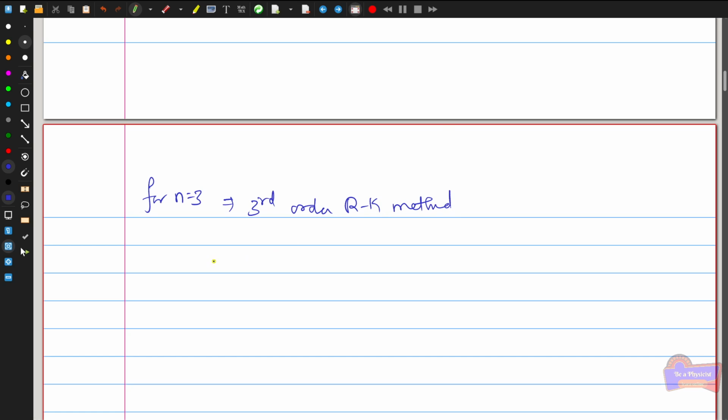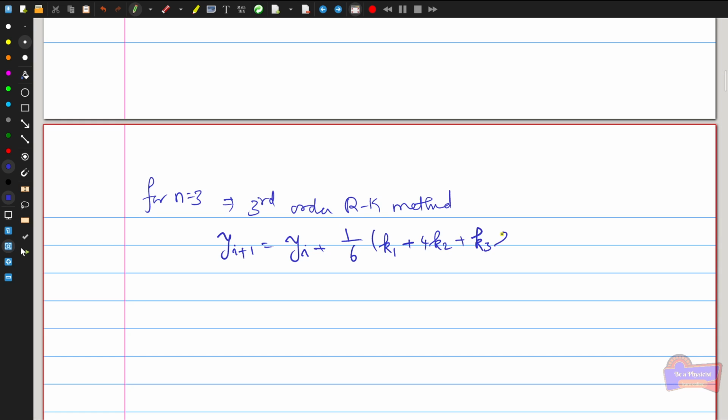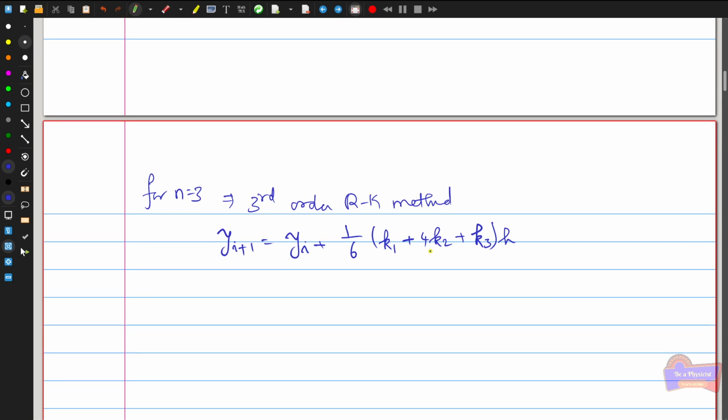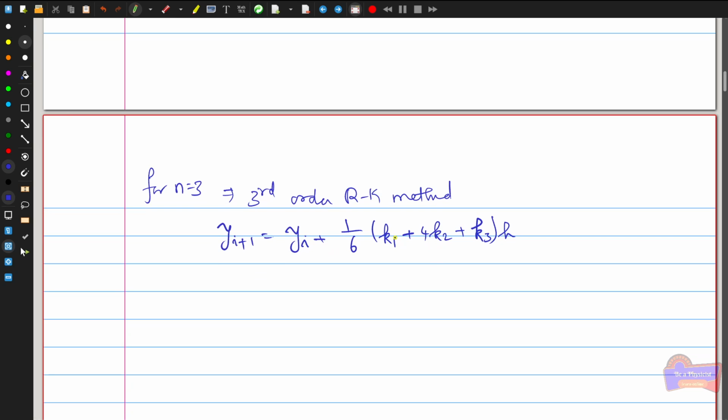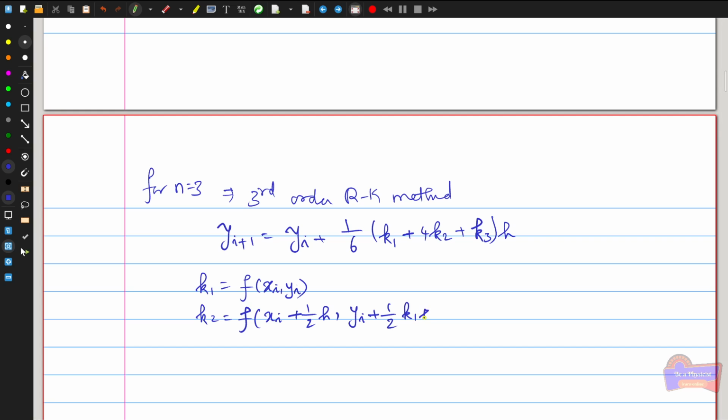So the final equation actually looks like this: y of i plus 1 is equal to y of i plus 1 by 6 times k1 plus 4 k2 plus k3, into h, where k1, k2, k3 are the three different slopes. So I can write k1 is equal to a function of xi comma yi, and k2 is equal to the function of xi plus half h comma yi plus 1 by 2 times k1 into h.